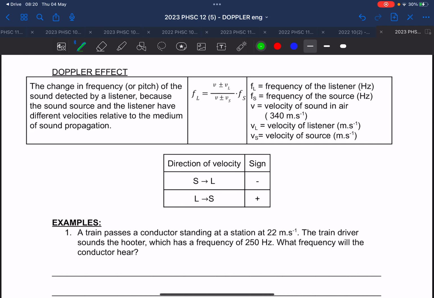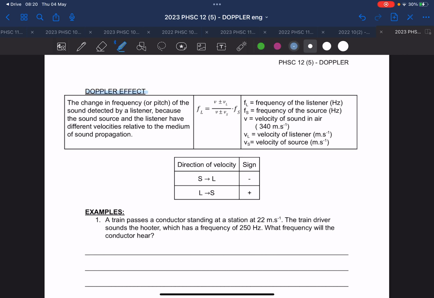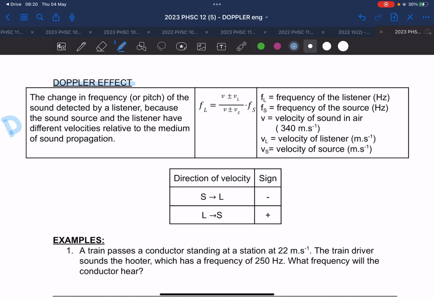Okay. Now this chapter has one definition. Do you think they're going to ask this definition? Yes. Okay. So please go study this off by heart. Now this definition is not easy peasy. It reads as follows: the change in frequency or pitch of the sound detected by the listener, because the sound source and the listener have different velocities relative to the medium of sound propagation. Okay, that is a mouthful.